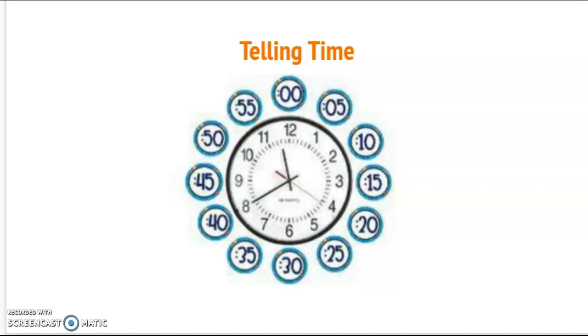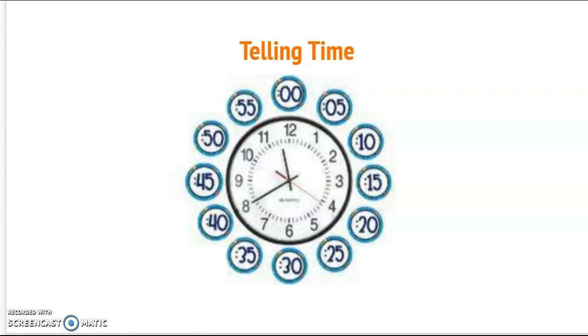So on our clock, we have 12 numbers, 1 through 12. It goes all the way around the clock. And this is how we know what hour it is. If it is pointing to the 1, it is in the 1 o'clock hour. If it's pointing to the 2, it's in the 2 o'clock hour.